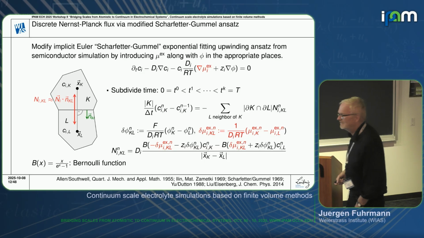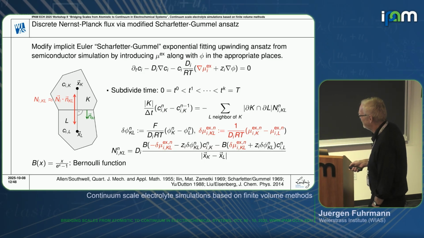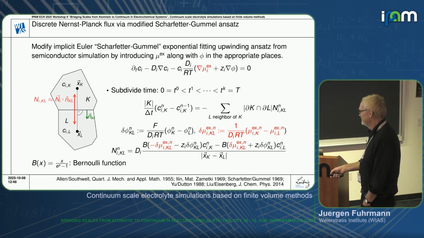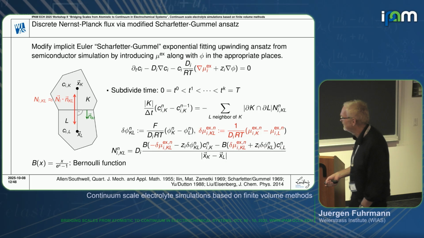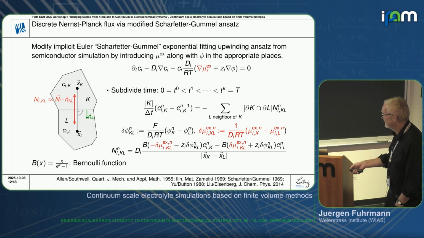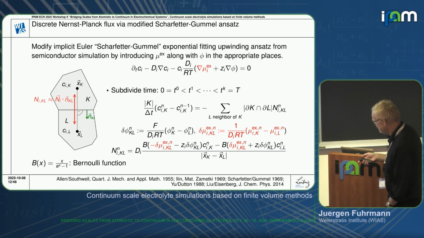So it's a nice idea, which I also figured out, but we have seen that semiconductor device people did something also for Fermi statistics already in 1988, and Liu and Eisenberg also found the very same scheme and published this in their paper from 2014.